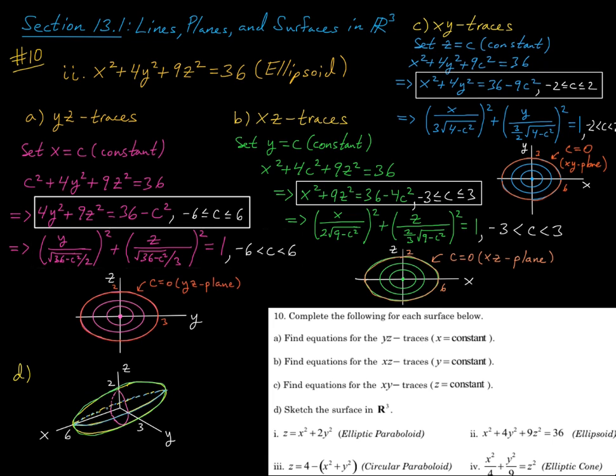All right, so this football-shaped looking surface, again, is what's known as an ellipsoid, and that's an appropriate name, given the fact that all of these traces are ellipses. All right, great. Well, that's going to do it for this question.